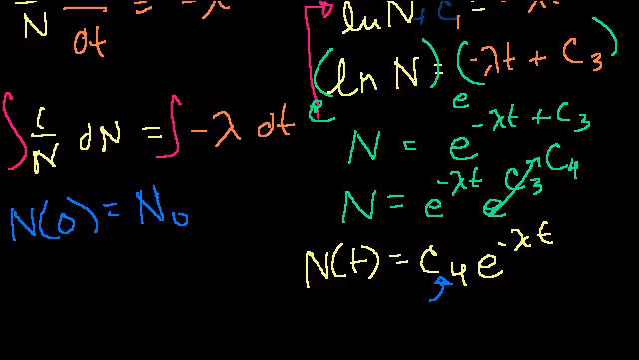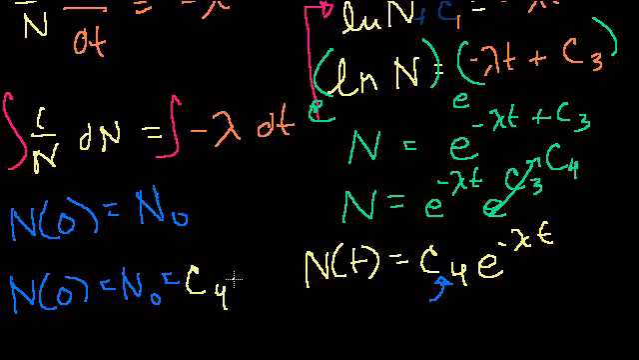So we say at t equals 0, n sub 0 is equal to, let's put 0 in here. That's n sub naught, and that's equal to c4 times e to the minus lambda times 0. Well, minus anything times 0 is 0, so it's e to the 0.